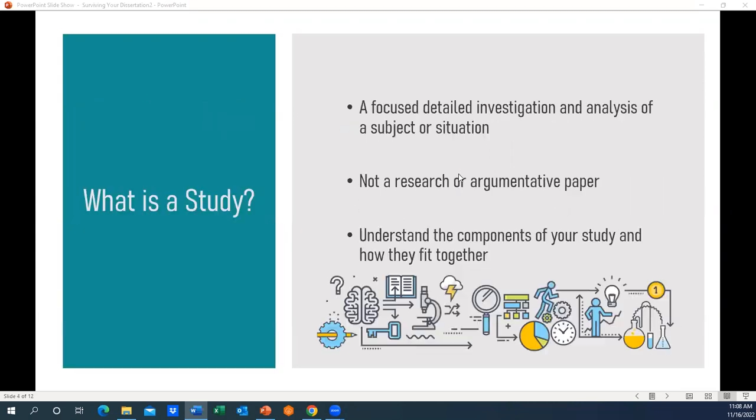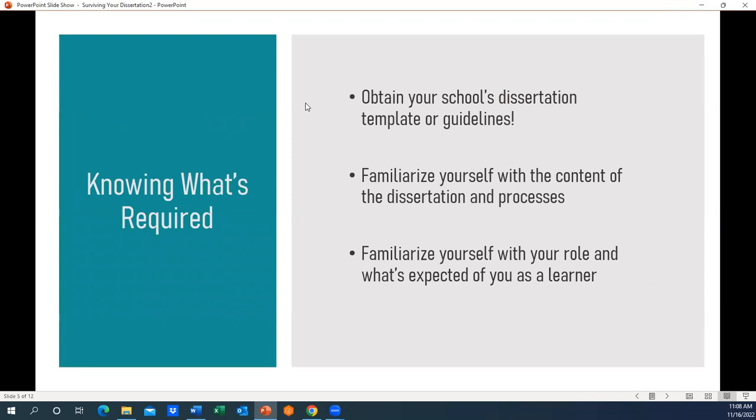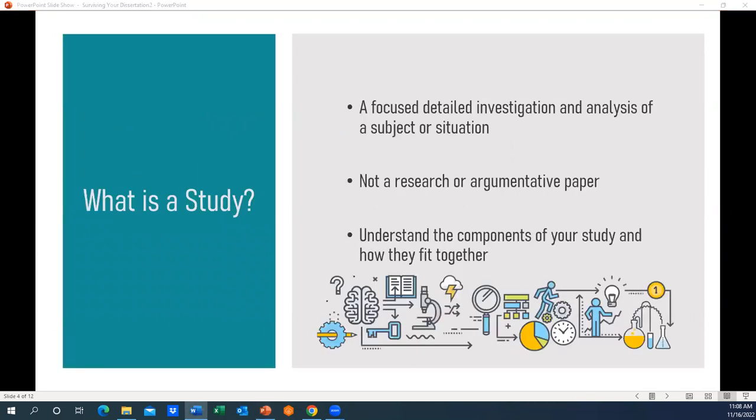All right. What is a study? I'm not trying to be cute or glib here. It's really about the study as a genre. Know what a study is, right? Because it's different than work that you've done in courses, like research papers or argumentative papers. That may be what you're used to at the graduate level, and that's fine, because that's what you've been doing in courses. A study is something very specific, right?